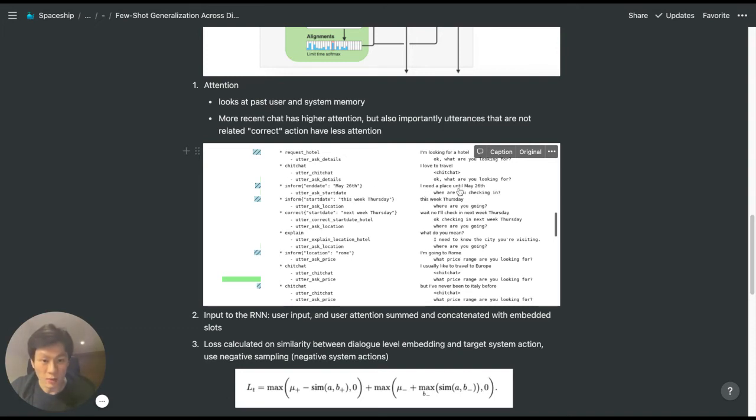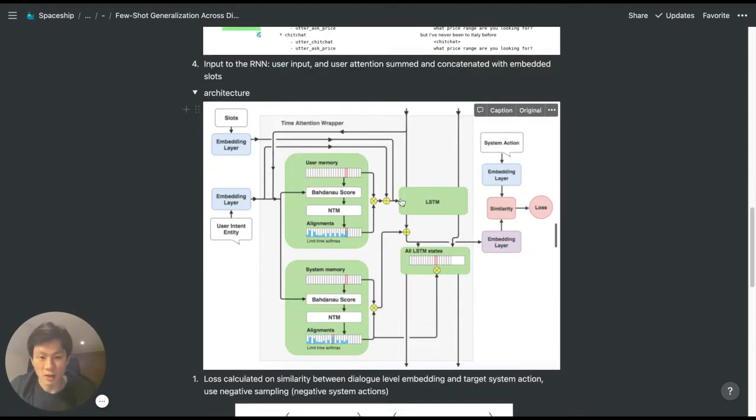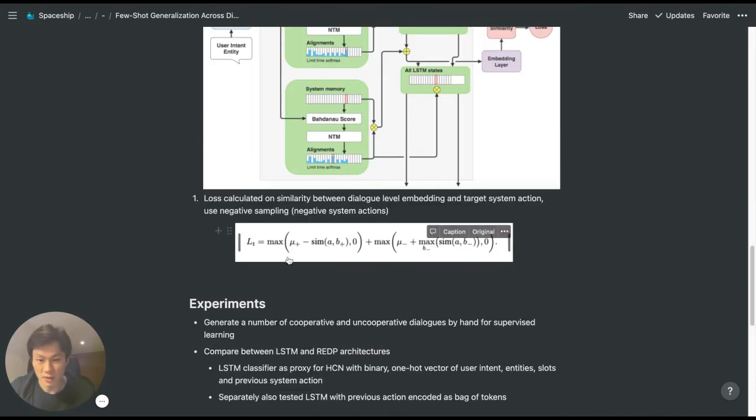And things that will fill in the slots, for example, I want to book on the 26th of May, are directly related to one of the system actions that we want to output, so it receives high attention. Now, the output of the attention is then fed into an LSTM module, and then we calculate a loss. The loss is calculated by a similarity between the dialogue and our target action, the thing that we want. And we also put in negative sampling for those dialogues that don't use any target system actions.